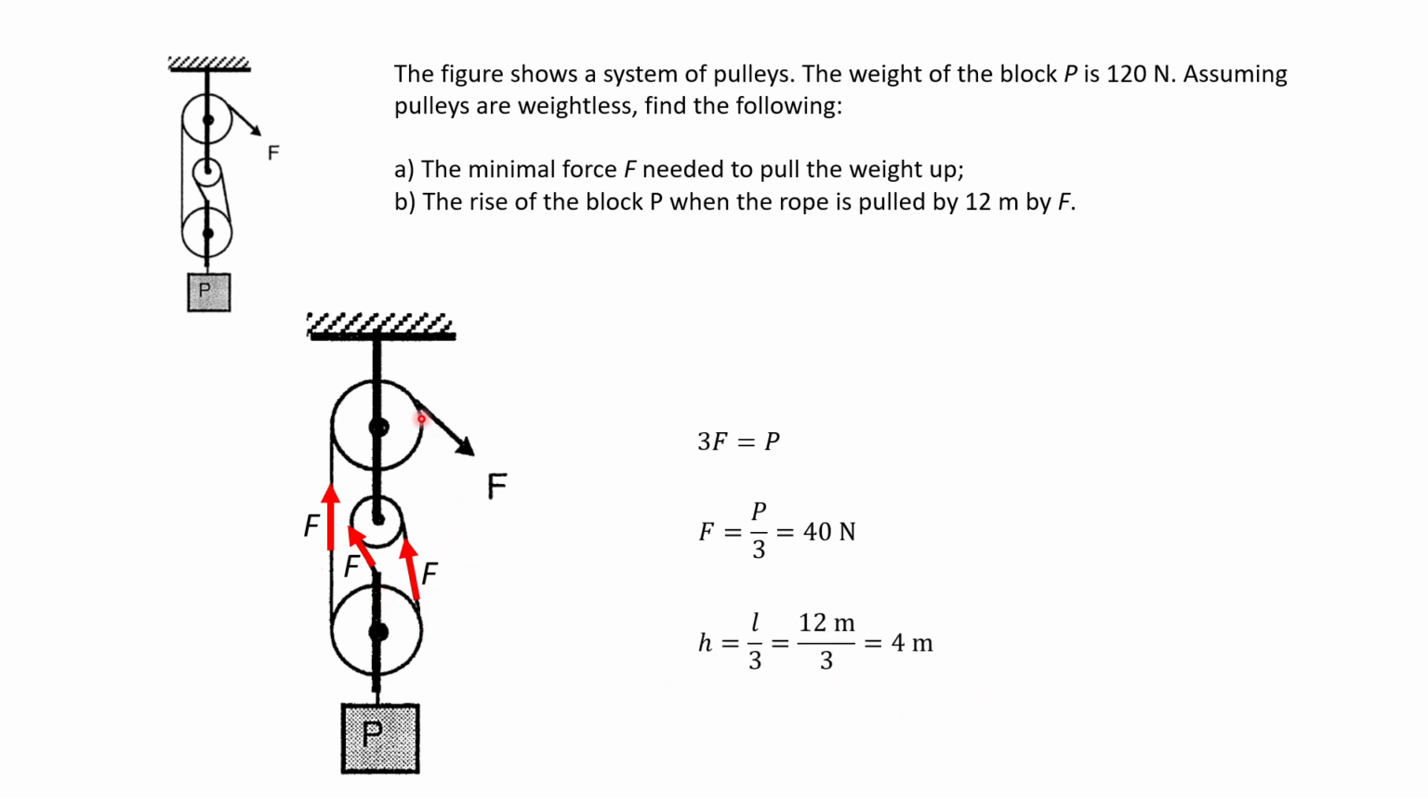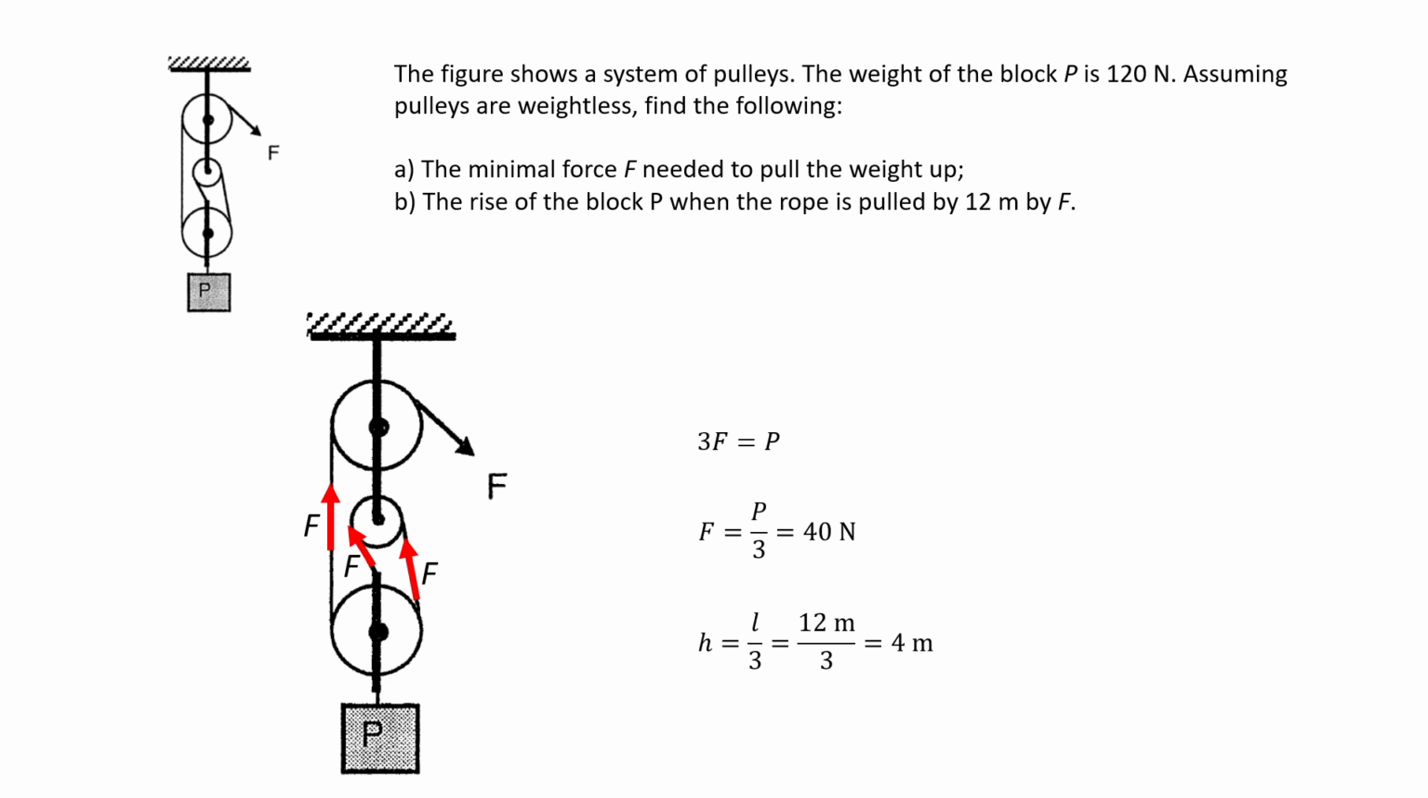Because if you pull 12 meters, 4 meters comes from here, 4 meters comes from here, 4 meters comes from here, so the block lifts up by 4 meters, and that gives you 12 meters of rope being pulled by force F. I hope this is clear to everyone. So these are the answers to the question: 40 newtons and 4 meters.